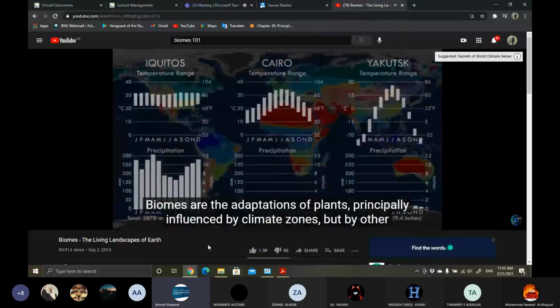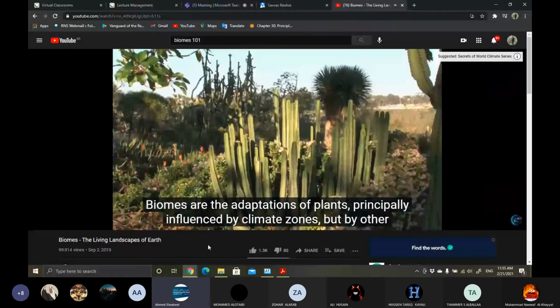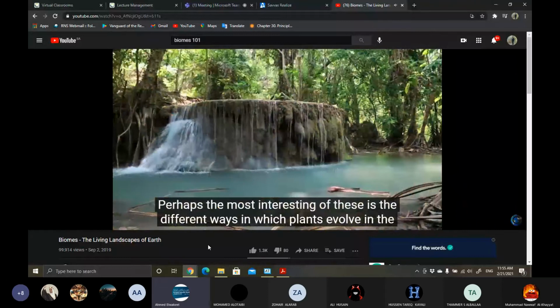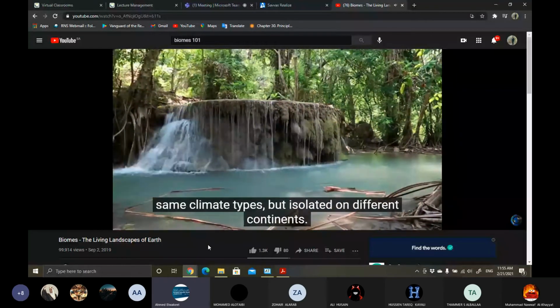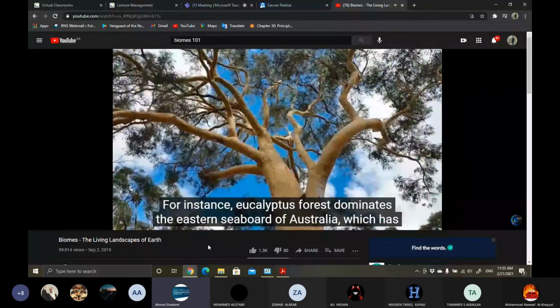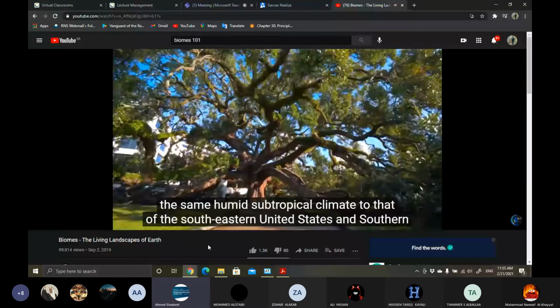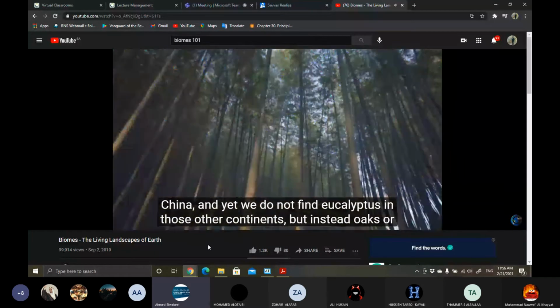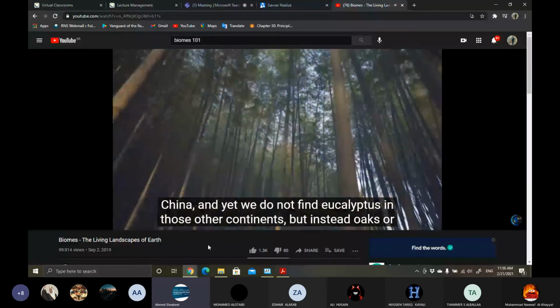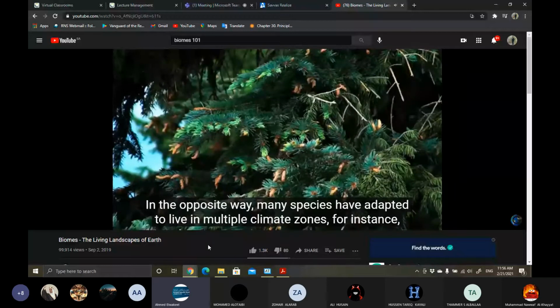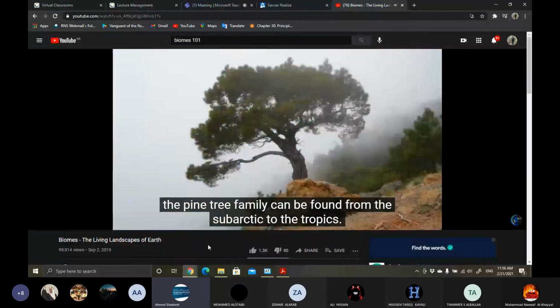Biomes are the adaptations of plants principally influenced by climate zones, but by other factors also. Perhaps the most interesting of these is the different ways in which plants evolve in the same climate types, but isolated on different continents. For instance, eucalyptus forest dominates the eastern seaboard of Australia, which has the same humid subtropical climate to that of the southeastern United States and of southern China. And yet we do not find eucalyptus in those other continents, but instead oaks or bamboo. In the opposite way, many species have adapted to live in multiple climate zones. For instance, the pine tree family can be found from the subarctic to the tropics.